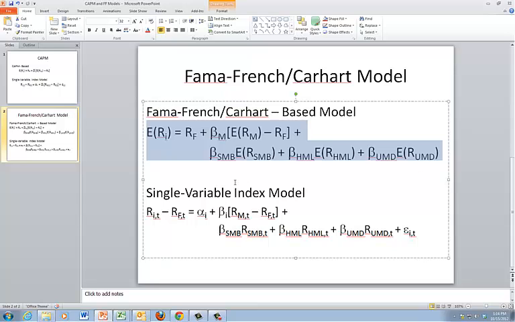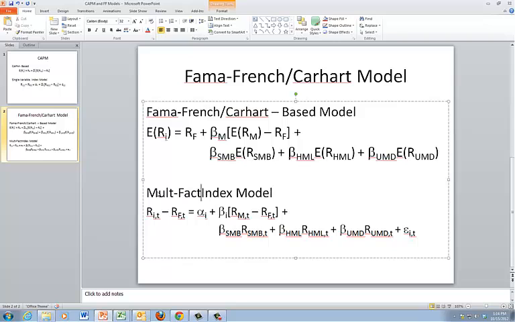Well, you might be able to guess that this model, this Fama-French-Carhart four-factor model, can easily be transformed into an index model, although now it's not a single variable index model. Now it's a multi-factor index model. So we move the risk-free rate onto the left-hand side of the equation. We replace it with an alpha, and we have, again, betas matched up with all of the rewards to the various risk factors. So there's the equity risk premium, the reward for market risk. This is the return to the SMB factor. This is the return to the HML factor. This is the return to the UMD factor.